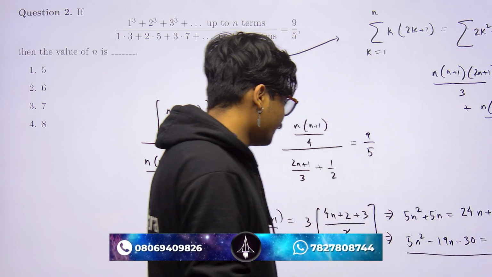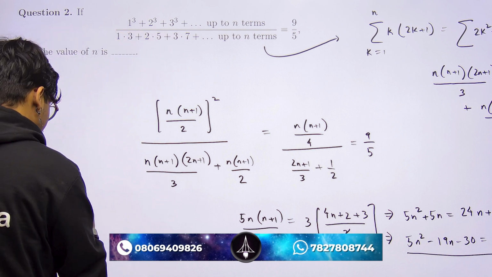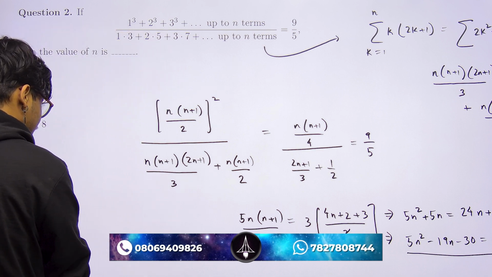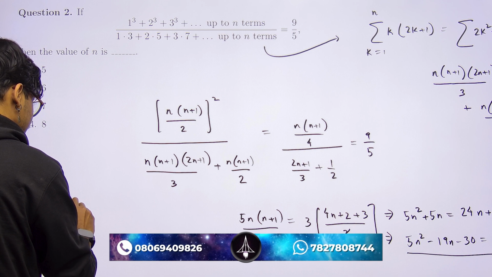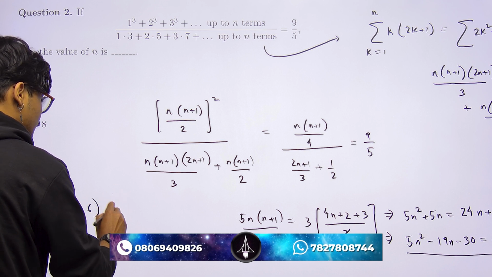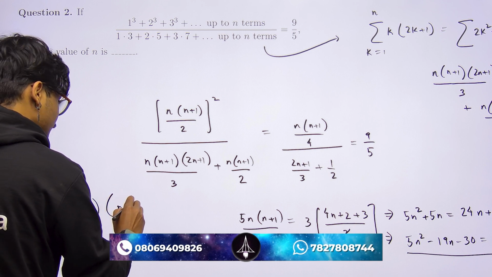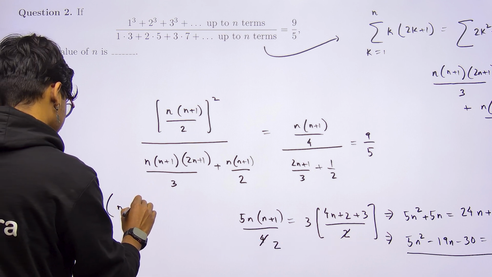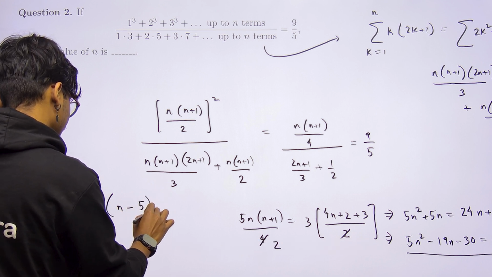And if I try to factorize this, I should end up with (5n + 6)(n − 5), so n equals 5.